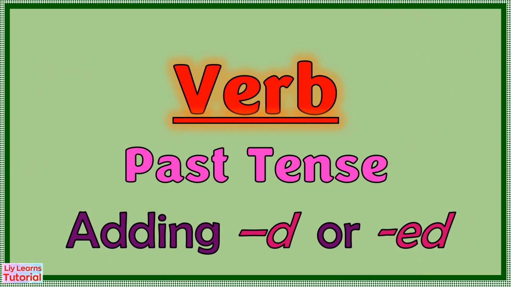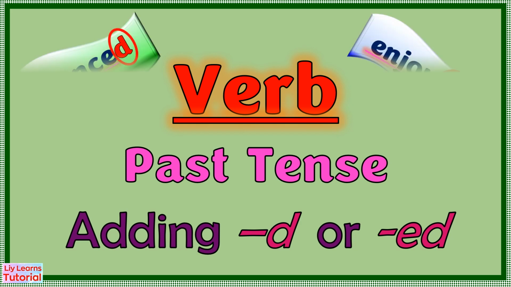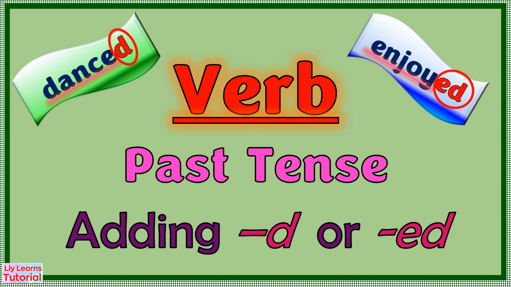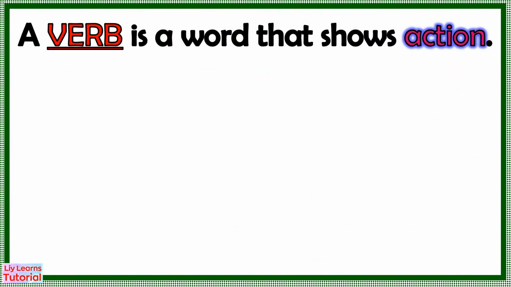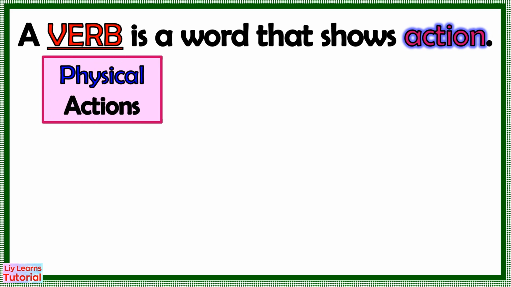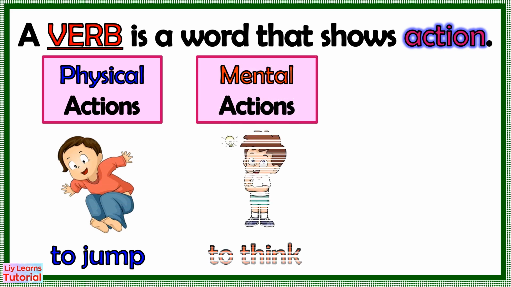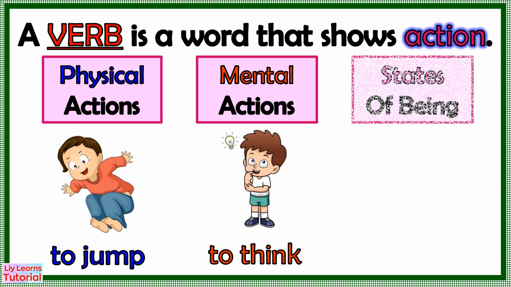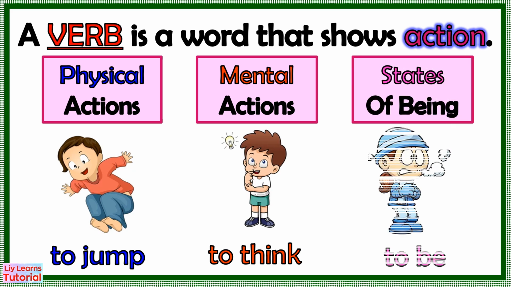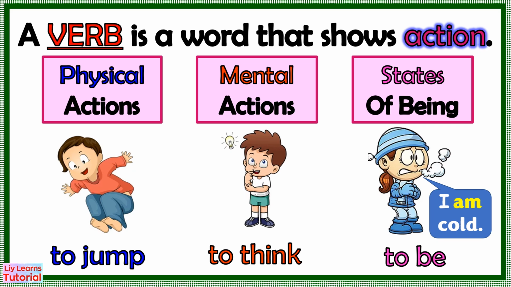In today's lesson, we will learn how to form the past tense of regular verbs by adding D or ED. A verb is an action word. It expresses physical action, like jump, mental actions, like think, or states of being. The verb to be, for example, am.